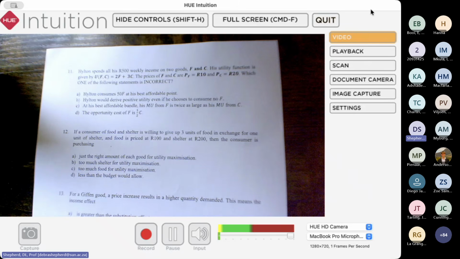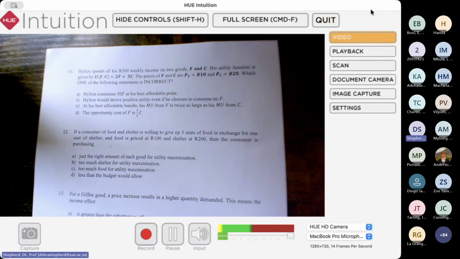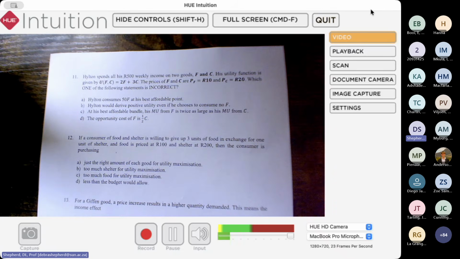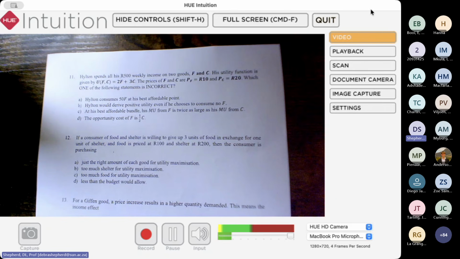So the question says, Hilton spends all his 500 Rand weekly income on two goods, F and C. His utility function is given by the utility of F and C equals 2F plus 3C. The prices of F and C are: price of F is 10 Rand and price of C is 20 Rand. Which one of the following statements is incorrect?